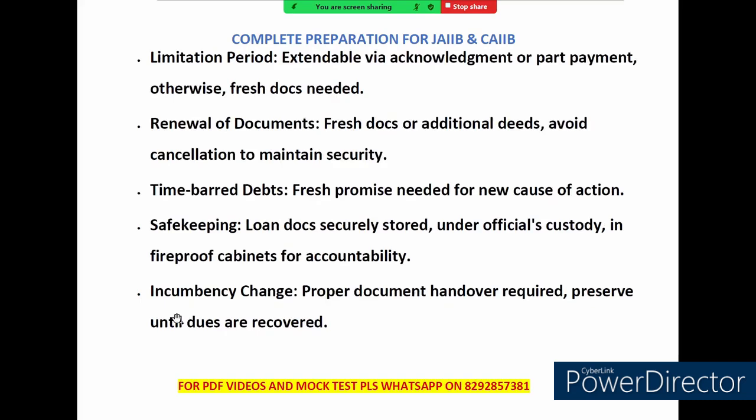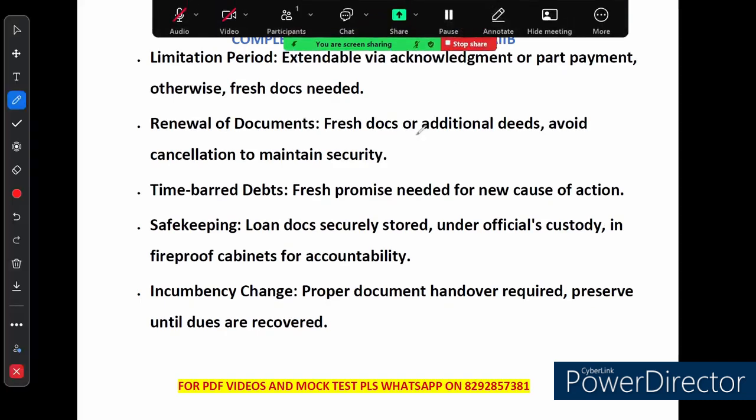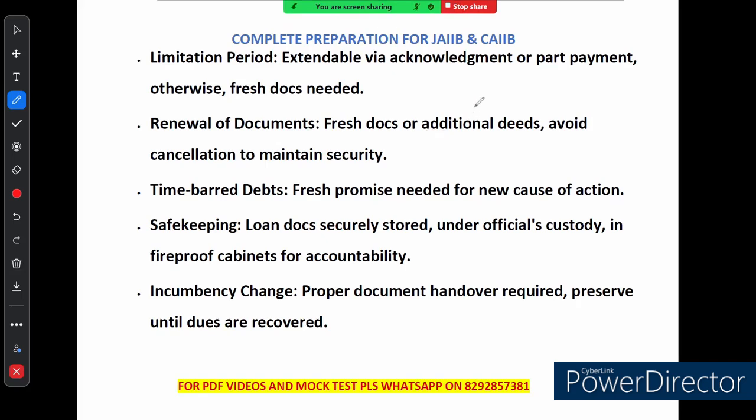You know about this limitation period? The limitation period for a loan can be extended if there is a part payment or the acknowledgement of the debt. Otherwise, fresh documents are required. Now, when it comes to the renewal of the document, you can either create a new one or add deeds, but avoid cancelling the original one to keep the loan secure.